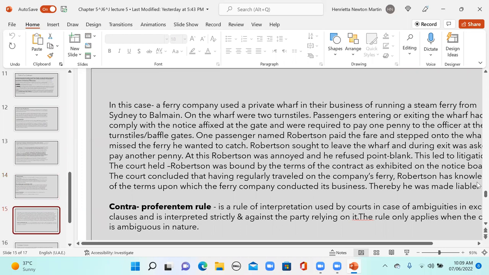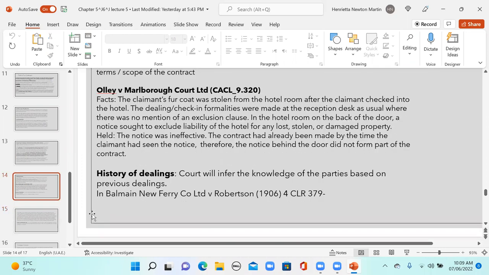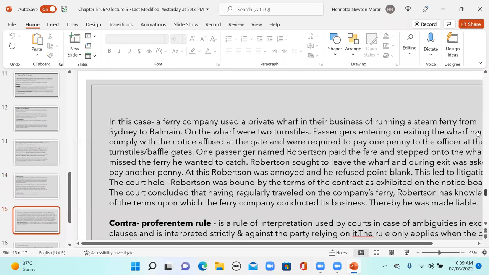Now, yet another interesting case is Parker versus South Eastern, or rather Thompson versus London Midland; here it is Hardman New Ferry Limited versus Robinson. And yet another factor to be considered is the history of dealings. So the court will infer the knowledge of the parties based on previous dealings also. In this case, this guy normally used to go by ferry and he used a particular private wharf. And there was a ferry company who had a private wharf, and they had a board at the entry and exit point saying that the passengers have to pay 1 penny while exiting and while entering.